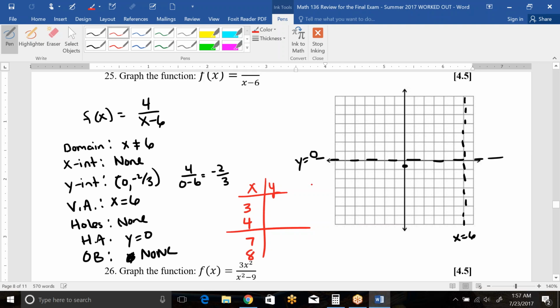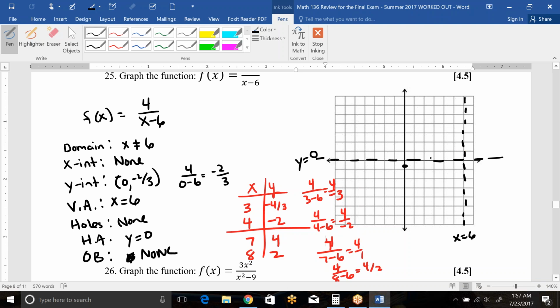So we plug those in. 4 over 3 minus 6 is 4 over negative 3, so that's negative 4/3. 4 over 4 minus 6 is 4 over negative 2, so that's negative 2. 4 over 7 minus 6 would just be 4 over 1, so that would be 4. And 4 over 8 minus 6 is 4 over 2, which would just be 2. So let's plot what we have.